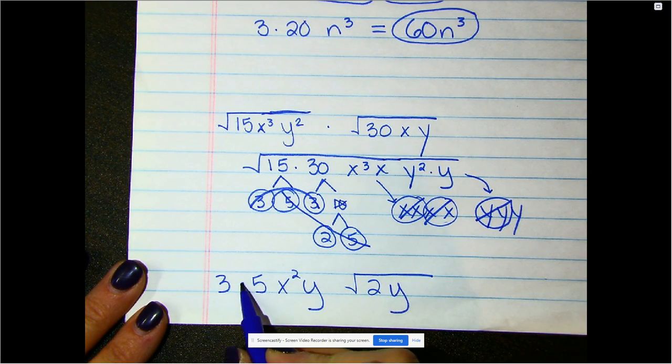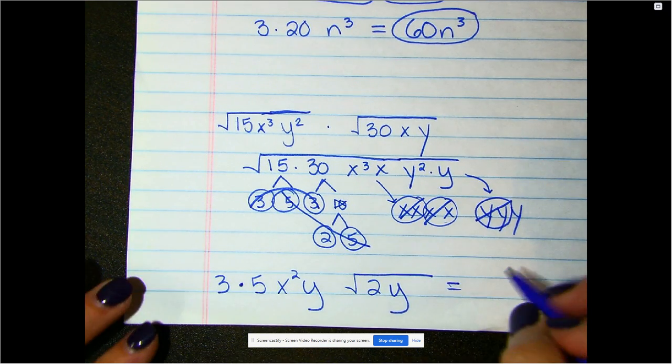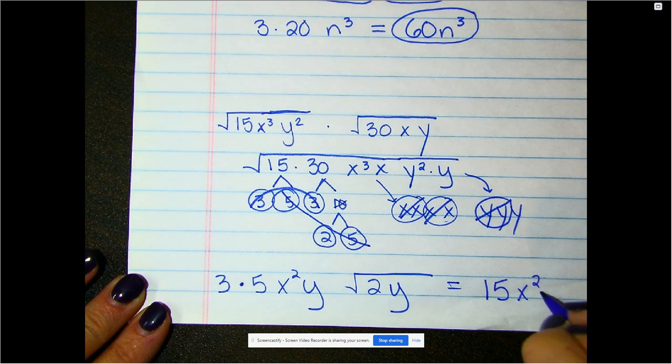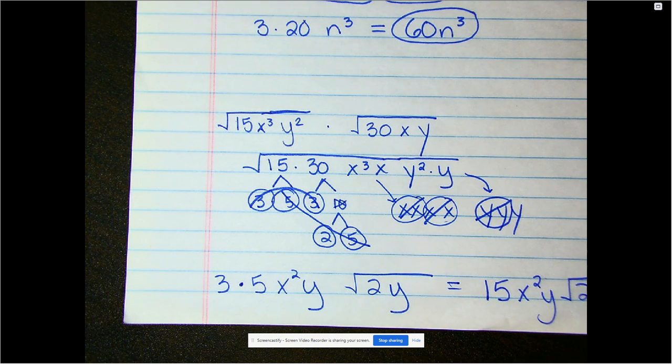You're multiplying the numbers when they get out. All of these are being multiplied. 3 times 5 is 15. X squared y, square root of 2y. There you go. All right, get started on your practice.